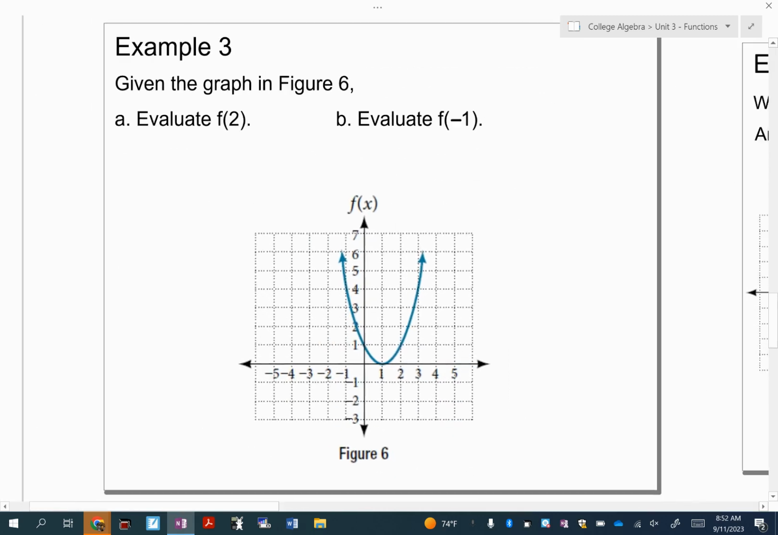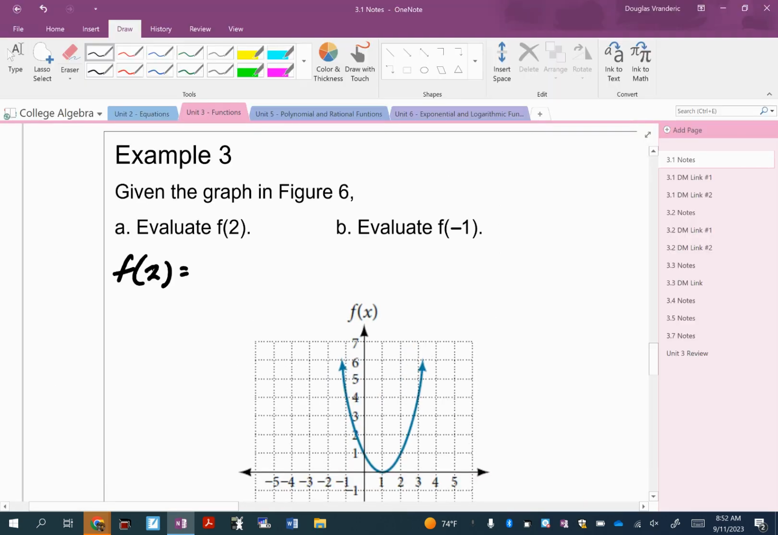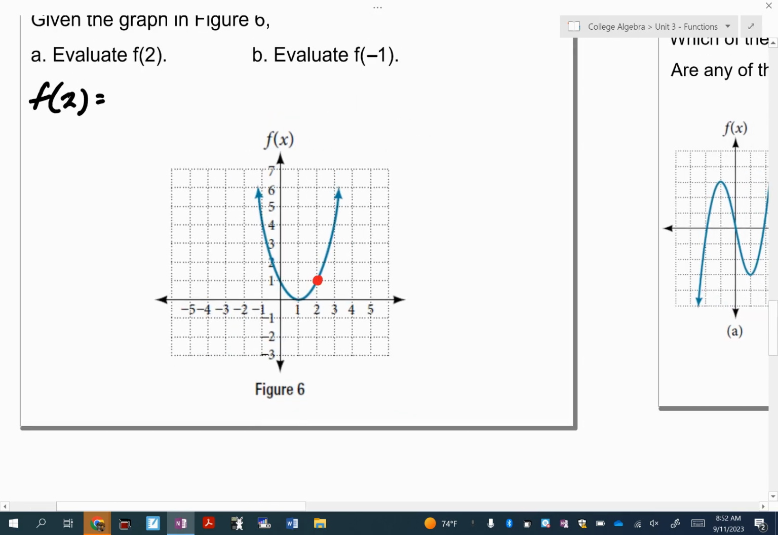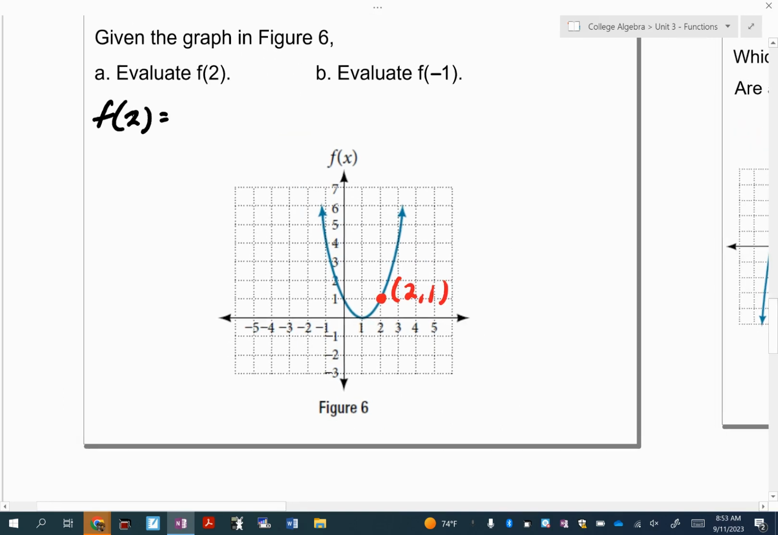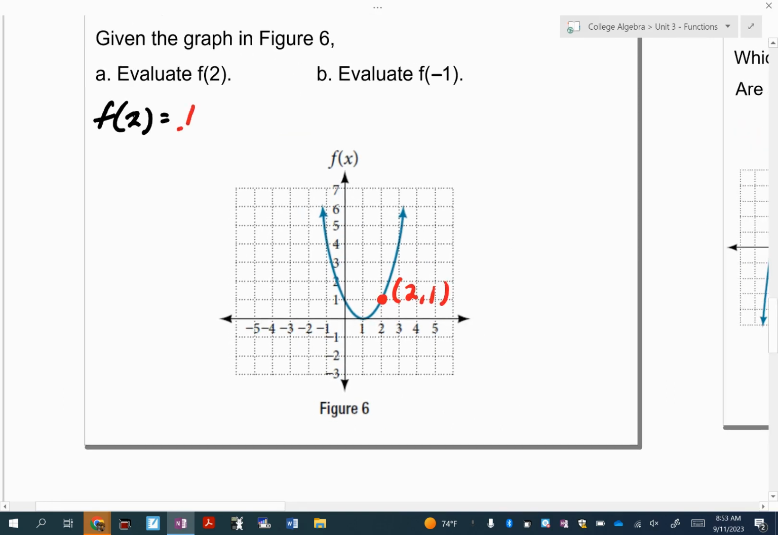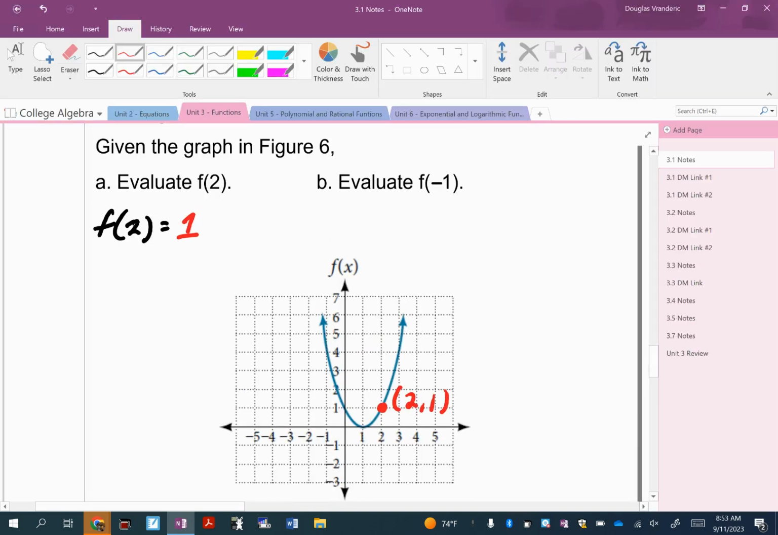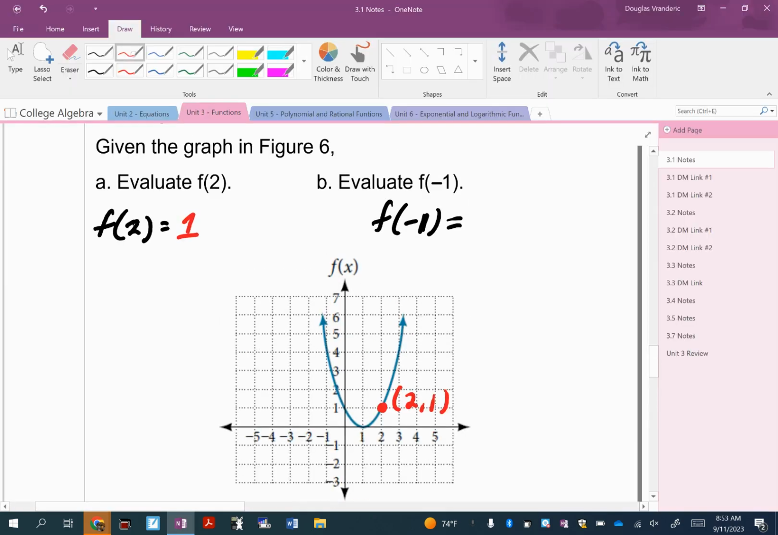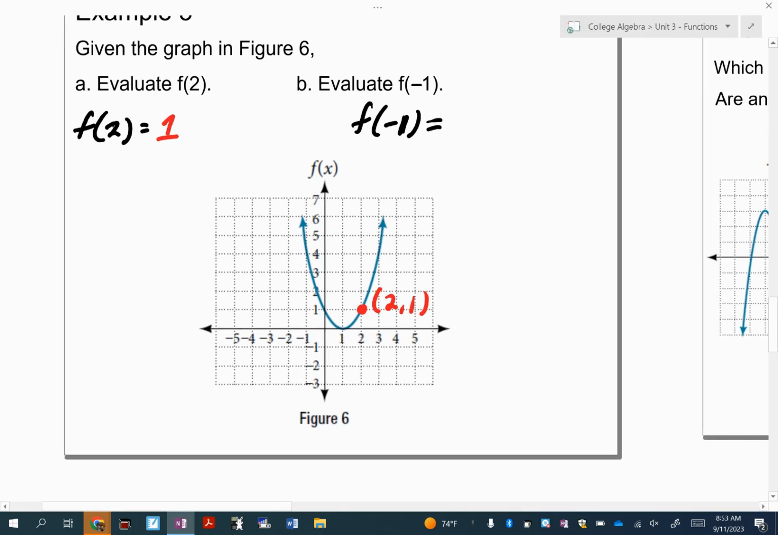So let's first evaluate f of 2 on this parabola. So I go to an x value of 2, and my function is right there at that point, 2 comma 1. So when you write the notation for this, f of 2 equals that output value of 1. Let's try f of negative 1. Same idea here, right? I go to my x value of negative 1, and my function hits there when my x is negative 1, which is a positive 4 for the y value. So that's going to be f of negative 1 equals 4. That's how you evaluate from a graph.